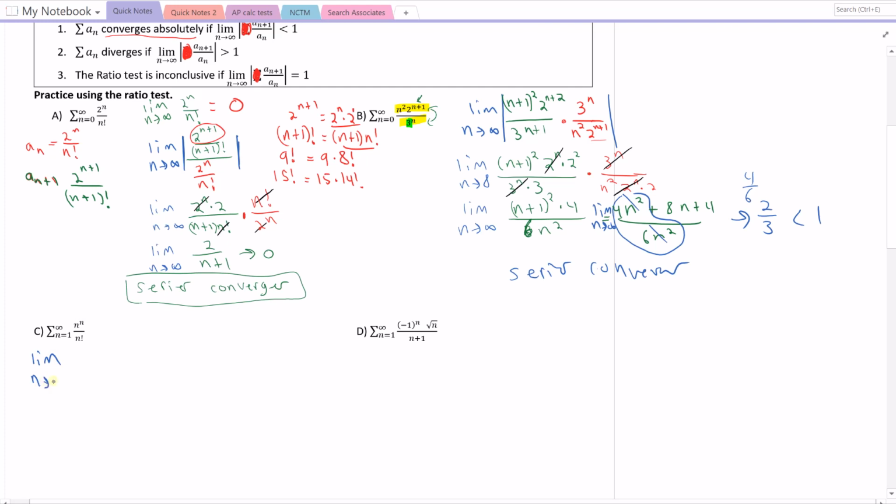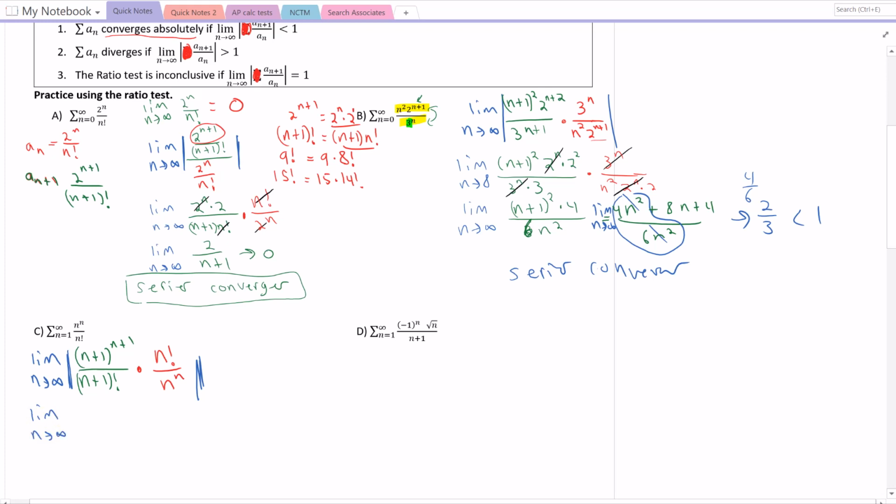So let's do our ratio test, right? We're going to do the absolute value of n plus 1 to the n plus 1 divided by n plus 1 factorial, times, remember, instead of dividing by this, we're going to multiply by the reciprocal because it's a fraction. So we'll multiply by that. And then we need to do some simplification that's going to allow us to evaluate this.